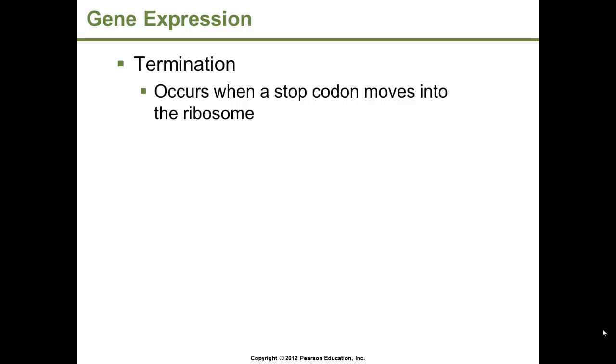Termination occurs when a stop codon moves into the ribosome. The stop codons are UAA, UAG, and UGA. The stop codon moves into the ribosome, but there are no tRNA anticodons that pair with stop codons. So when a stop codon moves into the ribosome, protein synthesis stops. The newly synthesized protein, the mRNA strand, and the ribosomal subunits separate from one another.